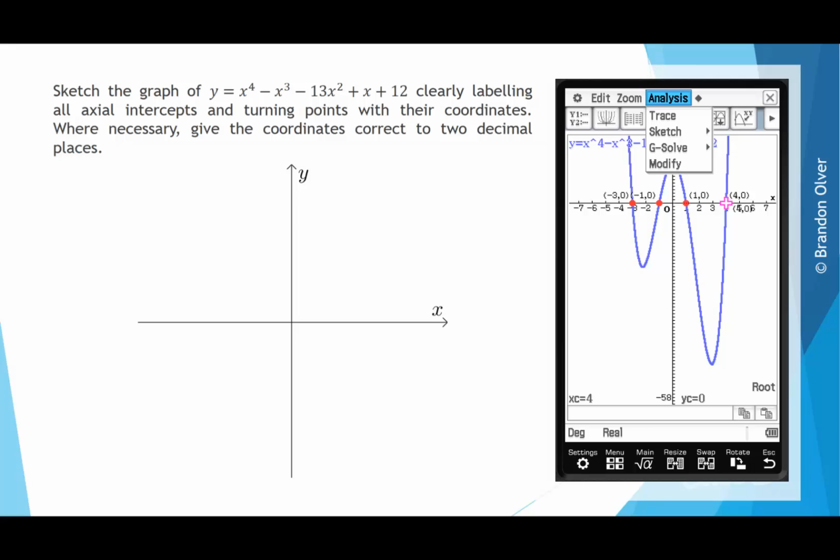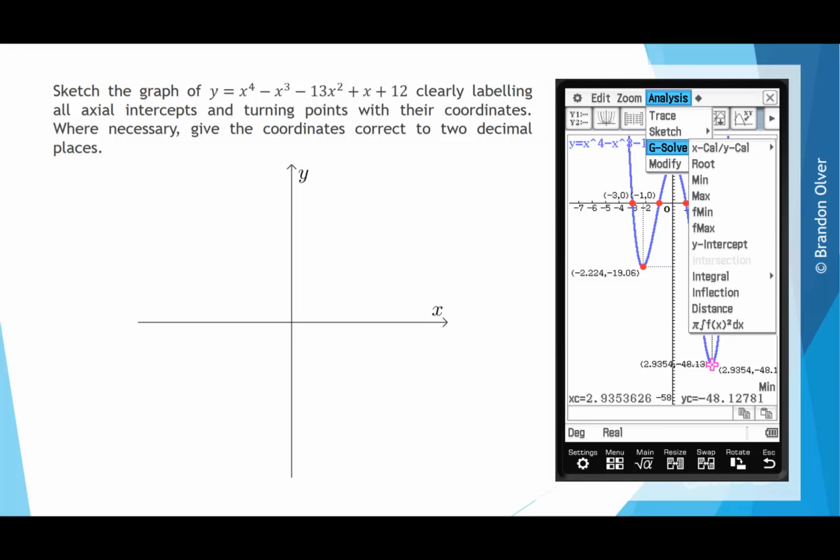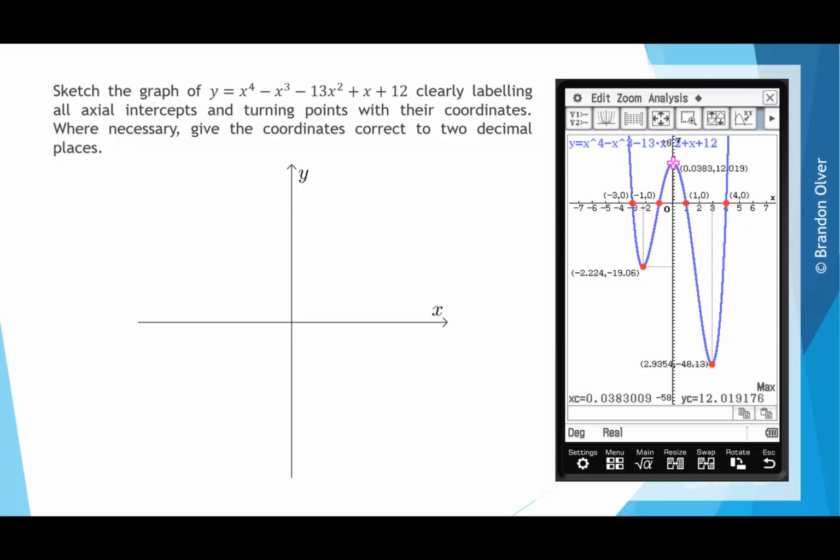Next, we can go analysis G-solve minimum, and we can find the minimum turning points of this graph. So pressing execute will lock that on, and clicking the right button will get the next minimum. And again, pressing execute will lock that coordinate. We can then go analysis G-solve, and we can click max, and that will give us the maximum turning point, and we can lock that onto the graph.